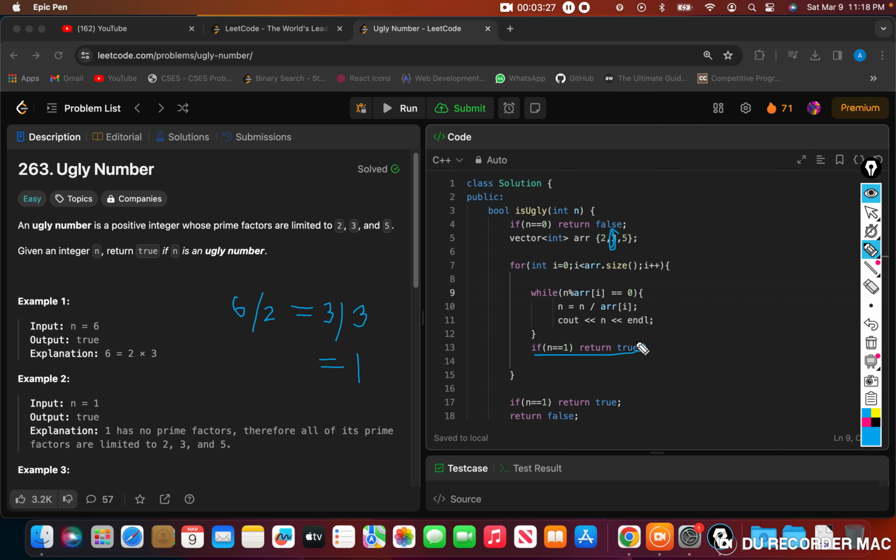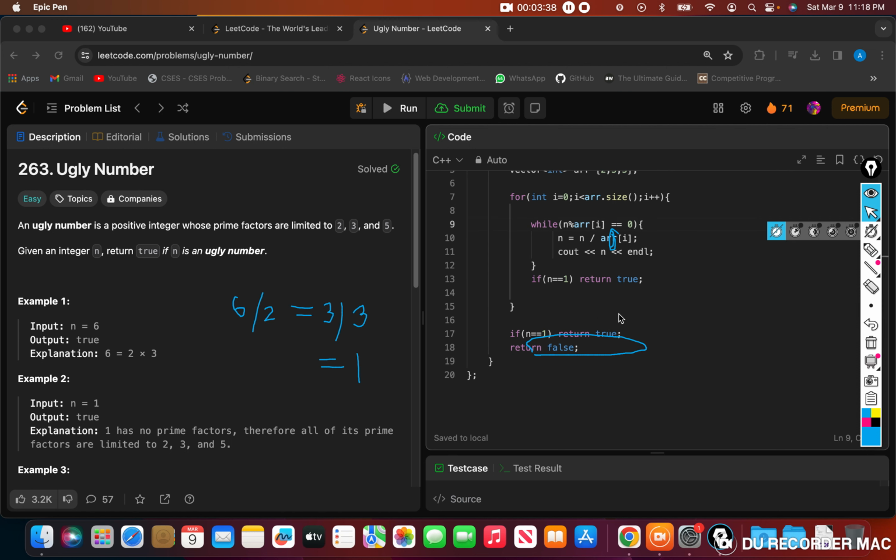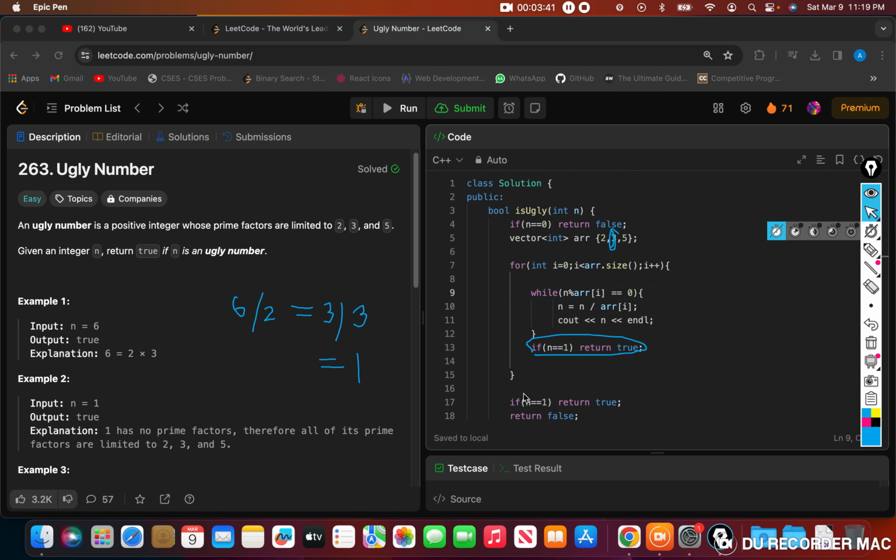And we mention a condition: if n is equal to 1, then we simply return true. Then another condition: if it is not divisible by any of these three numbers, then we simply return false without considering any other condition. Suppose there is a number which is greater than 6 or any other.